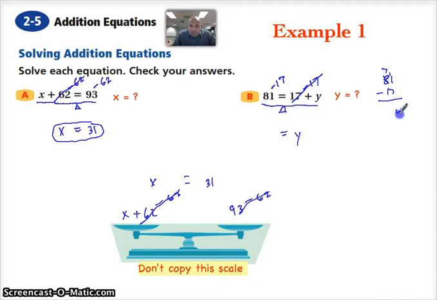11 subtract 17 is 4. 7 subtract 1 is 6. So 64 equals y. Notice that the y is on the same side as it originally was, and the answer is on the other side. This is fine. We could switch it around, and in the end we could say y equals 64 to kind of match what we want, but this is fine. We have simplified it down to what the value of y is.